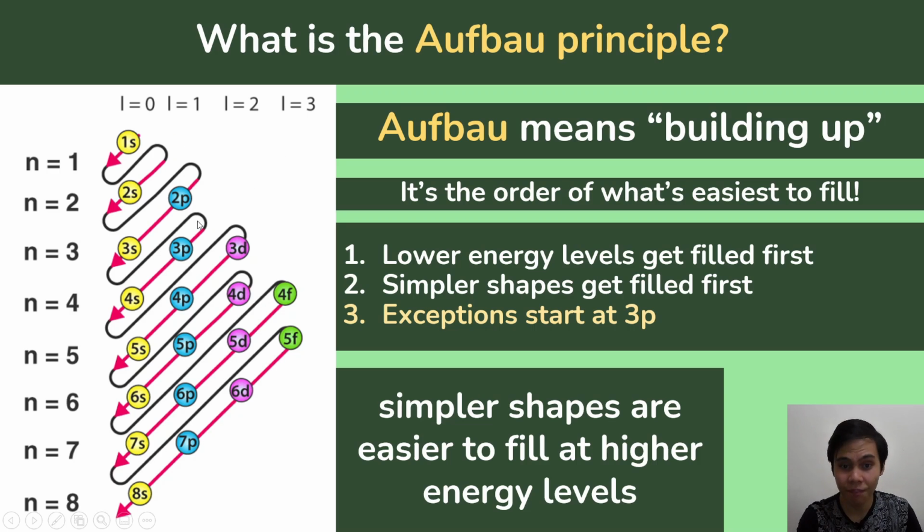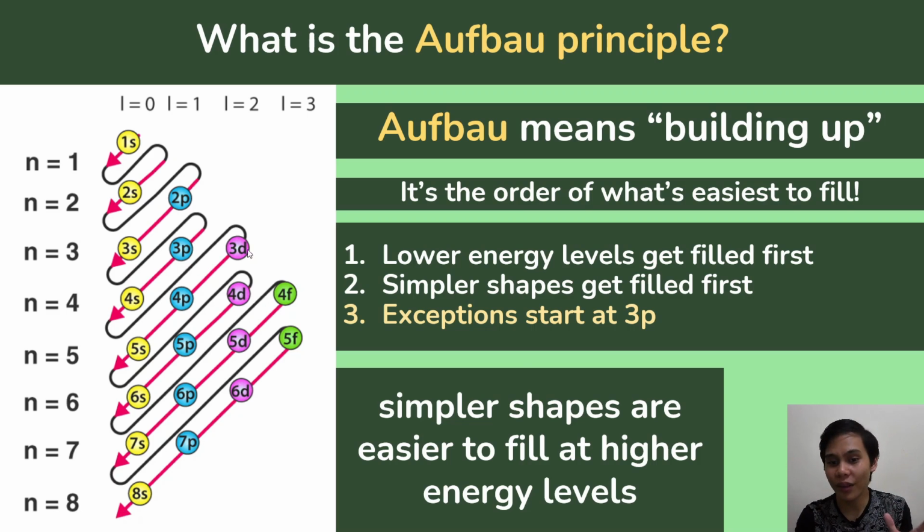Then at 3p, normally if we follow these rules 1 and 2, after 3p, we should proceed to 3d. It's the next simplest shape in the lowest energy level. But because of the Aufbau principle, because there are exceptions that start at 3p, we skip 3d and we go from 3p to 4s. We follow the arrow, we follow the diagonal line.